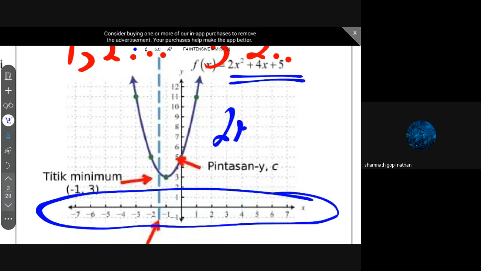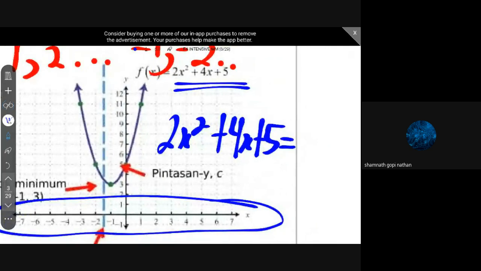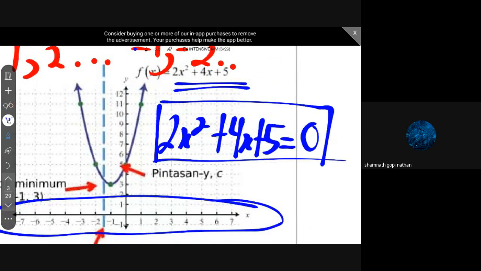Kalau kamu cuba cari nilai x, kamu tak akan dapat nilai. Okay? Let's say kamu katakan dia sama dengan kosong lah. But you won't get the value. You can try in your calculator. Kamu boleh cuba. Cuba tekan dalam calculator, you won't get an answer.